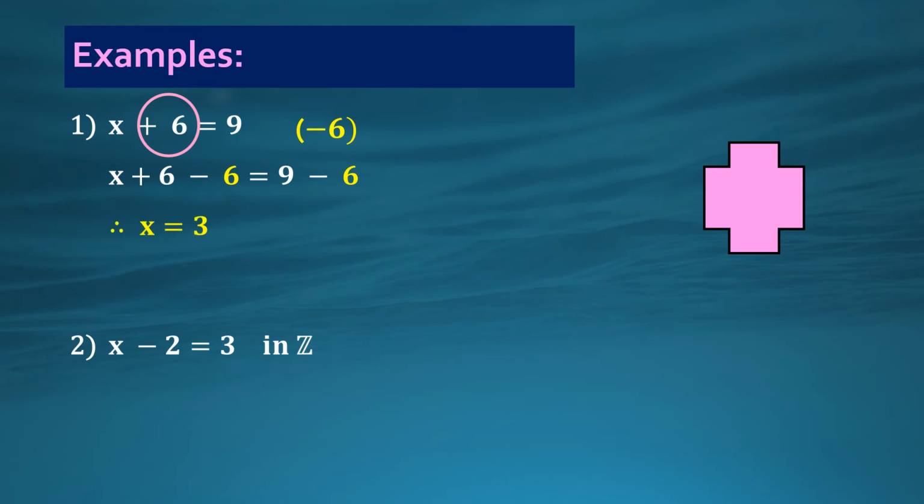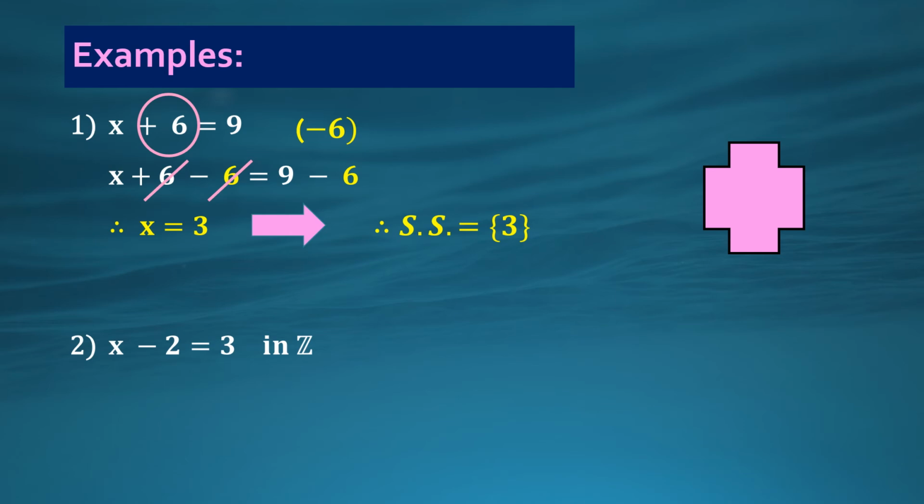Now, the left side will be equal to x, and 6 and minus 6 will be equal to 0, because any number plus its inverse will be equal to 0. And the right side will be equal to 3. So the solution set for this equation will be equal to the set of 3.